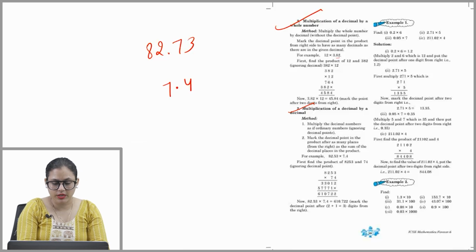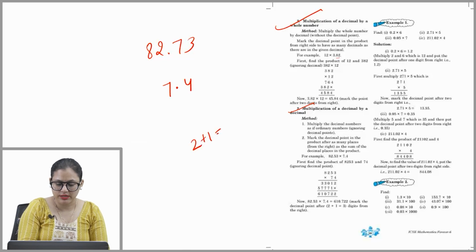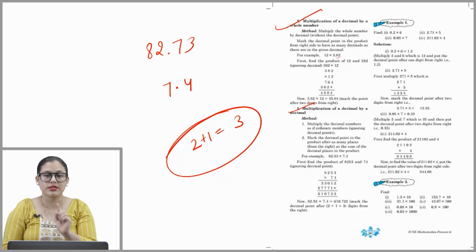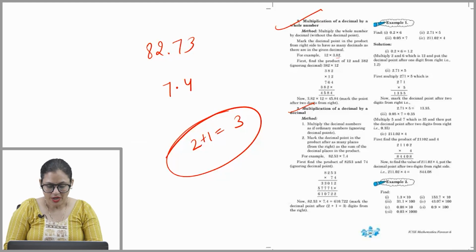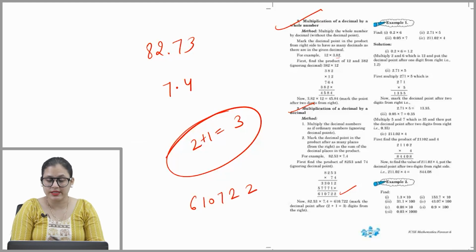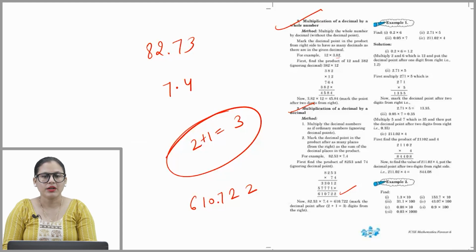First, count how many decimal parts are there in the first number. 1, 2, and here 1. So 2 plus 1 is 3. That means you will put the decimal after 3 digits starting from the right in the product. Okay. So the product is 610722. Okay. And where are we going to place the decimal? See, 1, 2, 3. Here we will place the decimal.